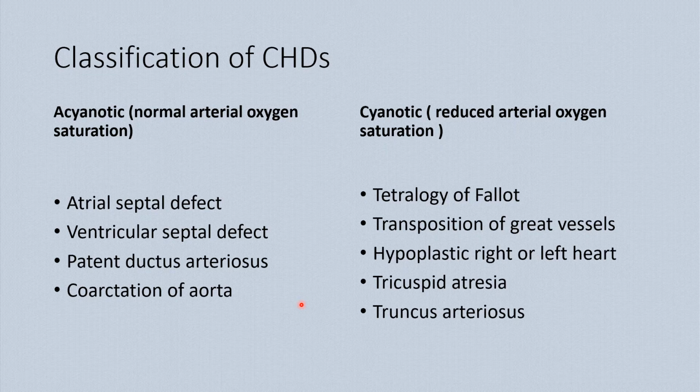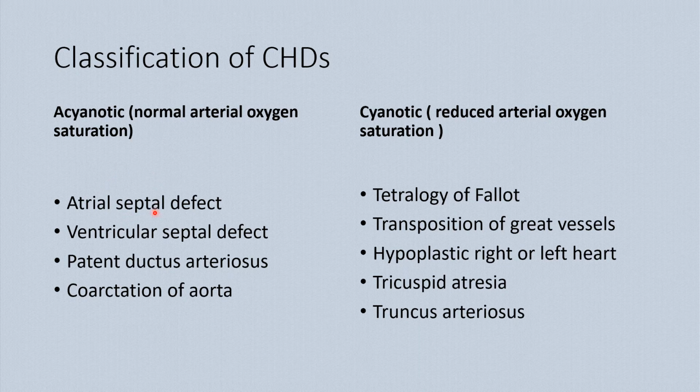Congenital heart defects in children can be divided into two categories on the basis of cyanosis. As you all know, cyanosis is blue discoloration of mucous membrane and skin, and it happens due to decreased arterial oxygen saturation. If there is normal arterial oxygen saturation in the blood, the baby or child would be acyanotic, and if the arterial oxygen saturation is decreased, the cyanosis will appear in the peripheral part of the baby.